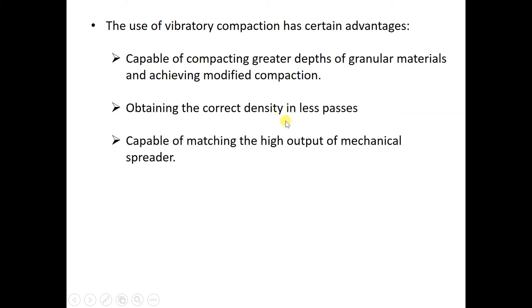If you use a smaller roller, you may need to do it in 7 passes, but if you've got a bigger vibratory roller, compared to the static roller, you could do it in 3 passes instead of 5. It is capable of matching the high output of a mechanical spreader. Just now we saw the mechanical spreader pushed by the bulldozer, that one is a high output. So you need a powerful roller with vibratory mode to cope with the amount of spreading by the spreader.